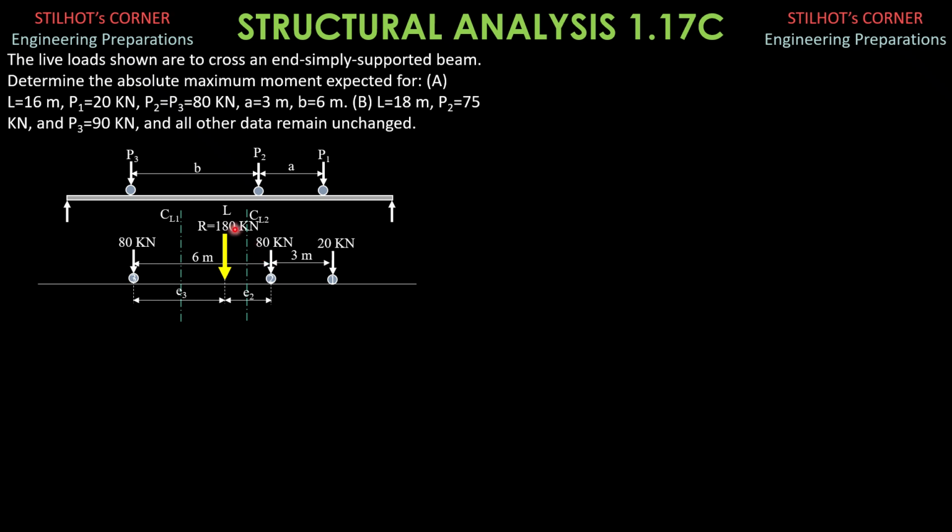By Varignon's theorem, 180 E sub 3 equals 80 times 6 plus 20 times 9. So E sub 3 is equal to 11 over 3 meters. Therefore, E sub 2 is 6 meters minus E sub 3. 6 minus 11 over 3 is equal to 7 over 3 meters.